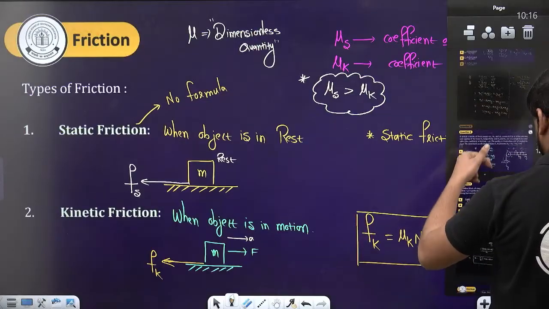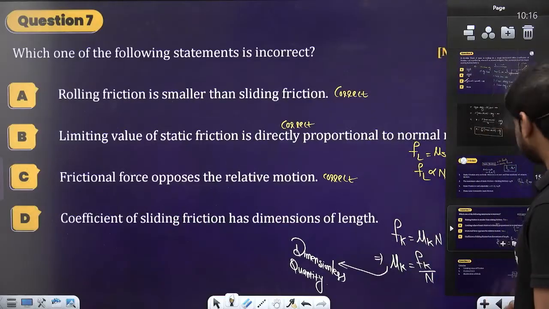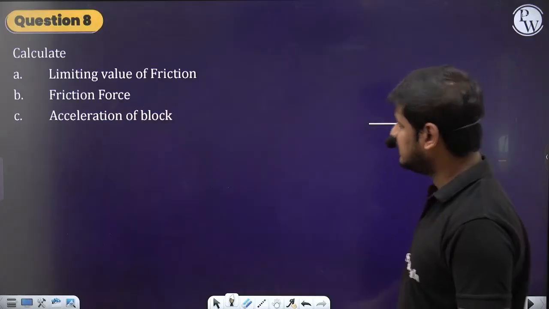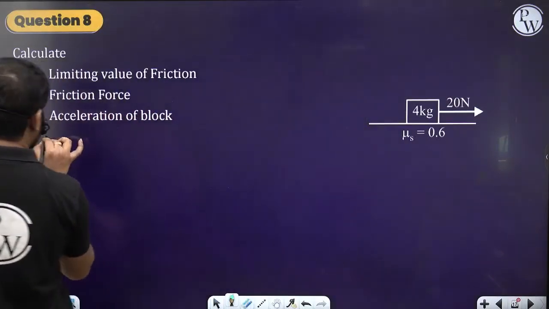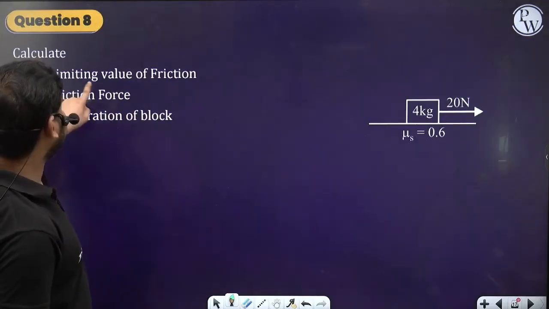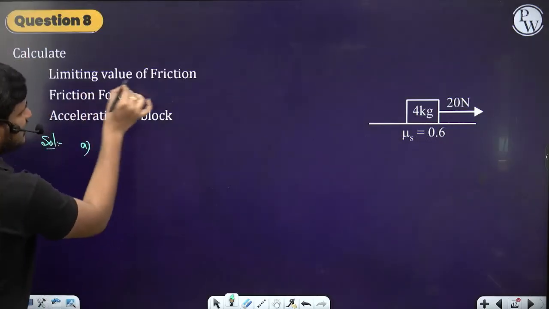So which question do we solve now? The theory question, this one, right? This was an easy question which was asked in NEET 2018. So now next, let's go for the question. From here you understand carefully. Calculate the limiting value of the friction. So the first question, A question.